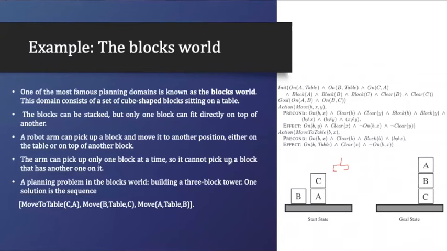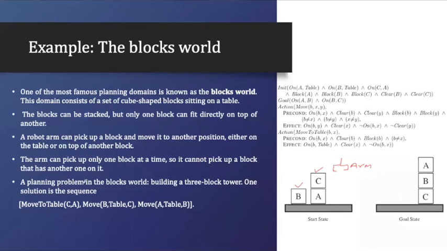So it cannot pick up a block that has another one on it. If we have an arm, and you assume this is a robotic arm, which block can it pick up? It can pick up block C and block B, but it cannot pick up block A. Why? Because block C is on top of block A, so block A is not clear. That's why block A cannot be picked up.